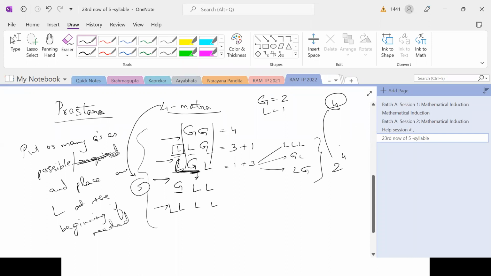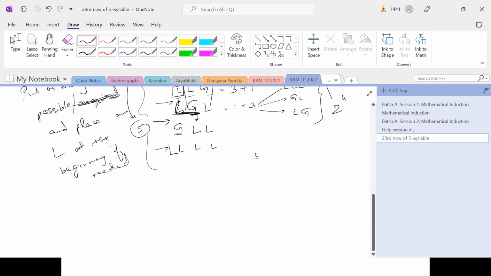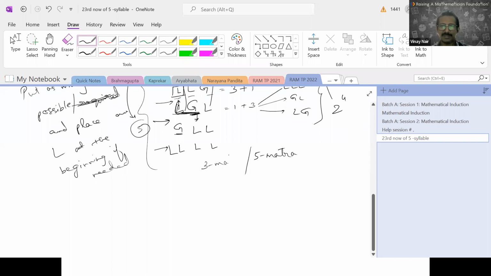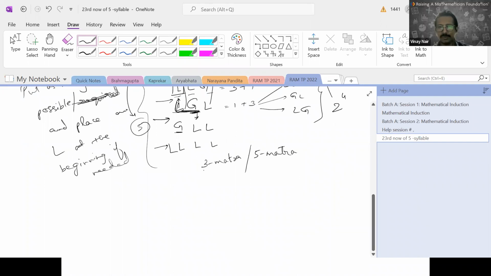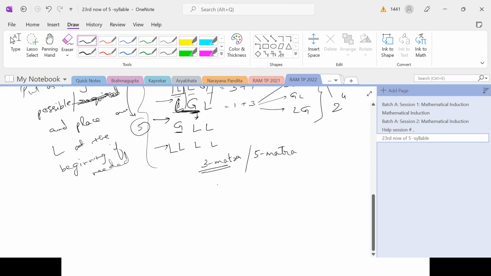Devanand? Sir, in this case, we started with 2 G's since it is a 4 matra prastara, and we know that we should start with only G's. If it is a 3 matra prastara, then what would we use? Or a 5 matra prastara, what do we do? So let me ask you, what should be the first row in the case of a 3 matra prastara? Sir, it should contain 1 G and 1 L.